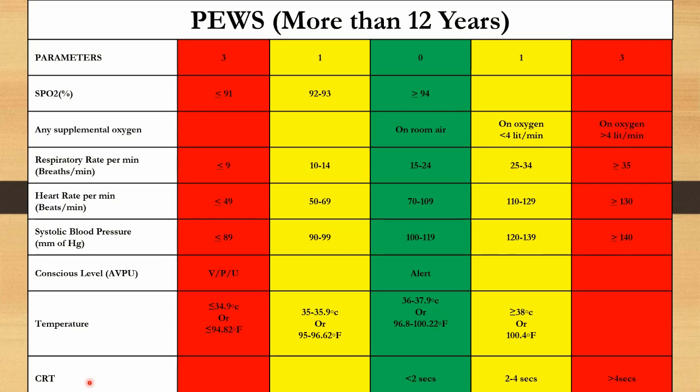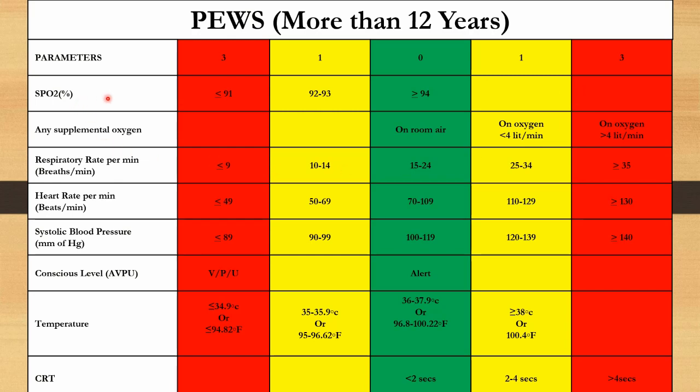It is not uniform universally. It may vary from hospital to hospital based on its policies and protocols. And the main parameters are oxygen saturation on any supplemental oxygen, respiratory rate, heart rate, systolic blood pressure, conscious level, body temperature, and capillary refill time. And the color codes are: green means you can give a score of 0, yellow you can give a score of 1, and red you can give a score of 3.